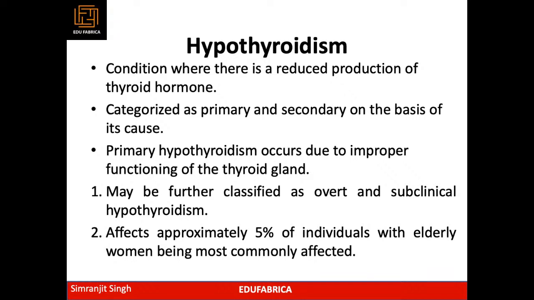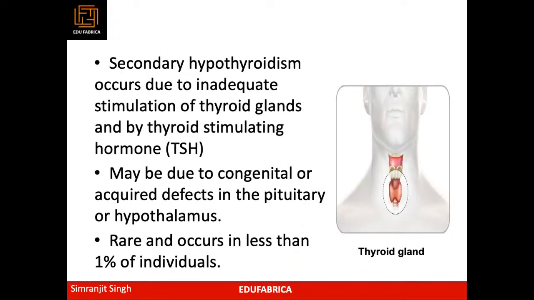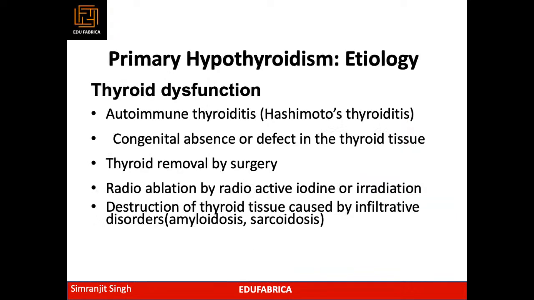Primary occurs due to the improper functioning of the thyroid gland, and may be further classified as overt and subclinical hypothyroidism, which affects approximately 5% of individuals, with elderly women being most commonly affected. And secondary hypothyroidism occurs due to the inadequate stimulation of the thyroid gland by thyroid stimulating hormone, TSH. It may be due to congenital or acquired defects in the pituitary or hypothalamus. It is quite rare and occurs in less than 1% of individuals. And there's primary hypothyroidism.